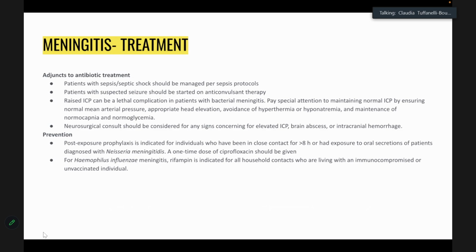And then, you're going to likely be consulting and they're admitted. But if there's concern for increased intracranial pressure or you see a complication on MRI, then you need to get neurosurgery involved.